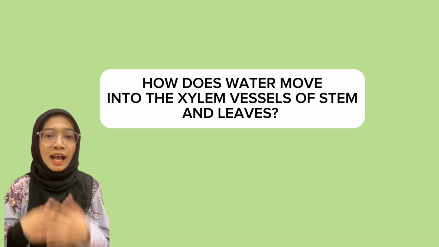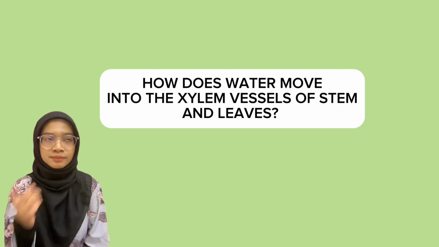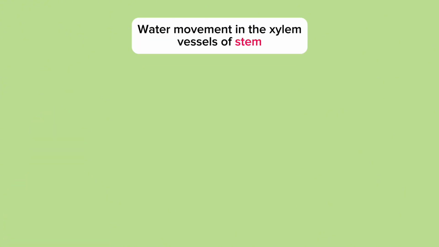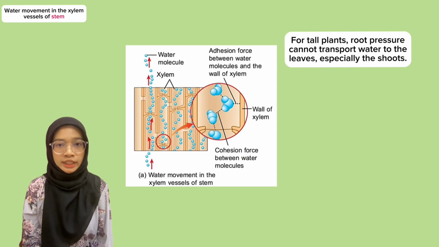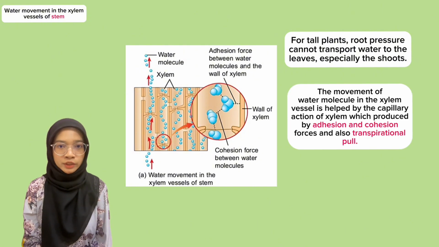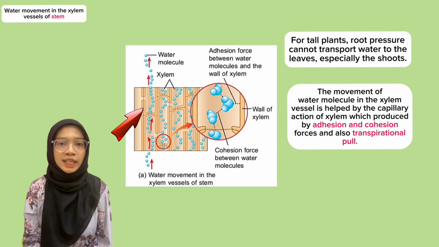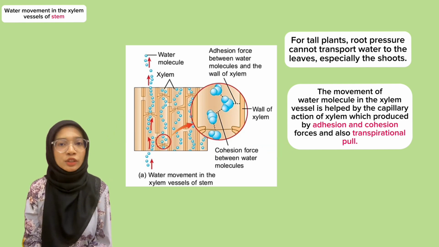Okay, next, how does water move into the xylem vessels of the stem and leaves? Let's take a look at the water movement in the xylem vessels of the stem first. For tall plants, root pressure cannot transport water to the leaves, especially the shoots. Therefore, the movement of water molecules in xylem vessels is helped by the capillary action of xylem, which is produced by adhesion and cohesion forces, and also transpirational pull.